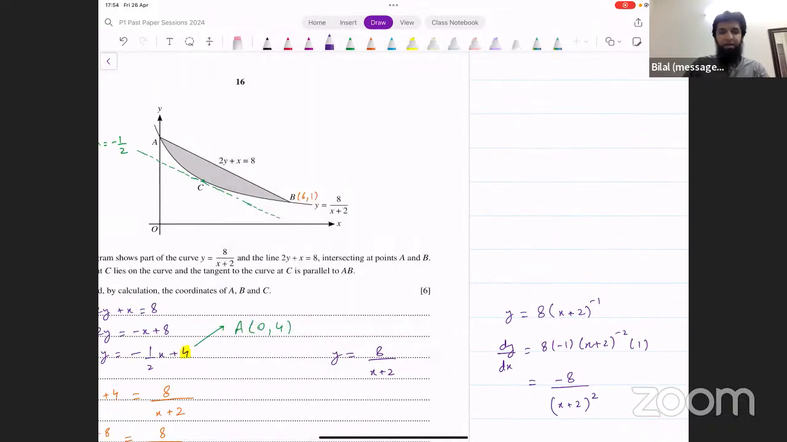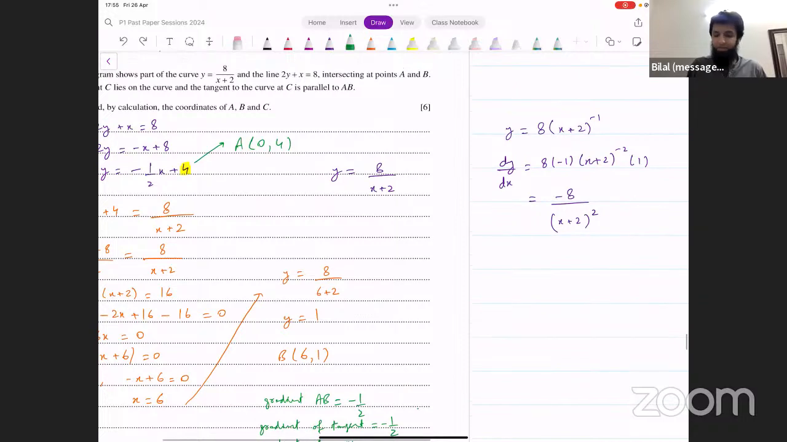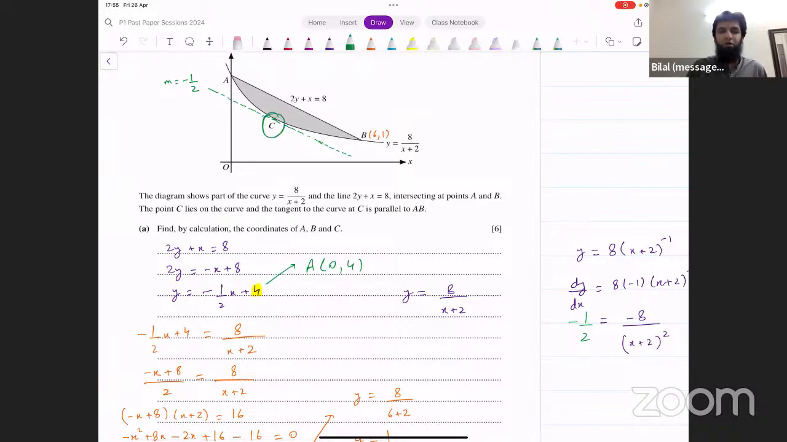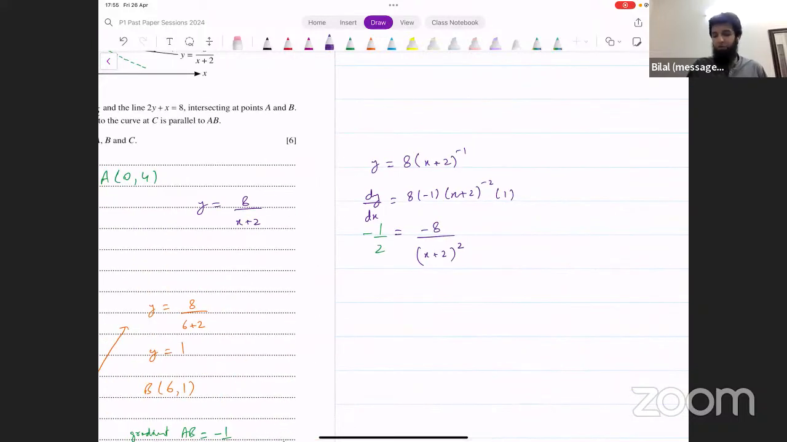If you want to find the gradient of any particular point on this curve, you just input that value of x here, and you will get the gradient. Now, in this case, we are given the gradient at a particular point. We know that the gradient at the point C is minus 1 over 2. So we put the derivative equal to minus 1 over 2, and see what value of x that gives us, because that will be the x coordinate of this point C. And that's what we're looking for. Okay. So we put this derivative equal to minus 1 over 2 and see what that gives us.